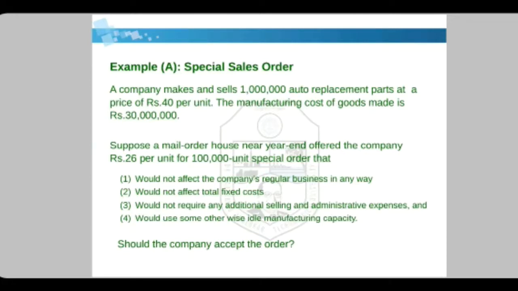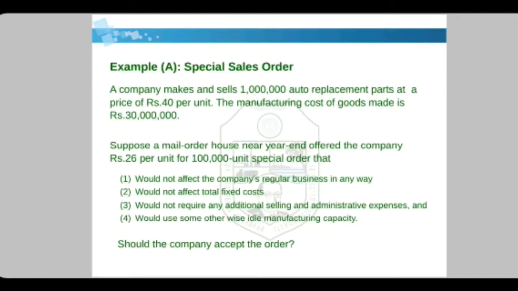Now there are four conditions. First, this order would not affect the company's regular business in any way, and would not affect total fixed cost. It means that though the mail order house is asking for 1 lakh parts at rupees 26 per unit, it won't affect the fixed cost. Means for manufacturing this amount, the company should not need to invest into any fixed cost. They should not need to invest any extra machinery cost, that is fixed cost.